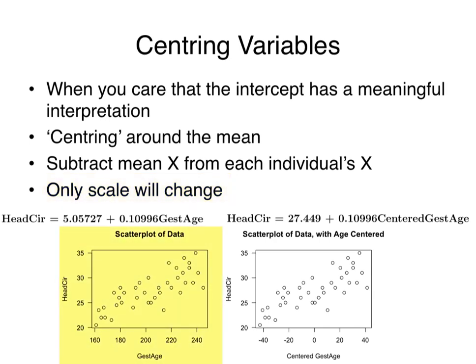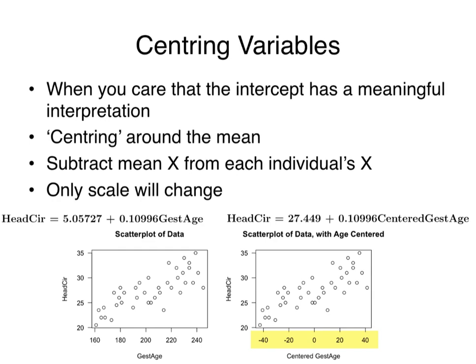The scatter plot shown on the bottom left shows an example of an uncentered x variable, gestational age, with an outcome variable of head circumference. The scatter plot on your right shows the same plot with a centered x variable. As you can see, the scatter plot looks exactly the same, except that the scale of x has changed. For the uncentered variable, the mean on the x-axis is 200 days, and x values range from about 160 to 240. For the centered variable, the original mean of 200 is now 0.